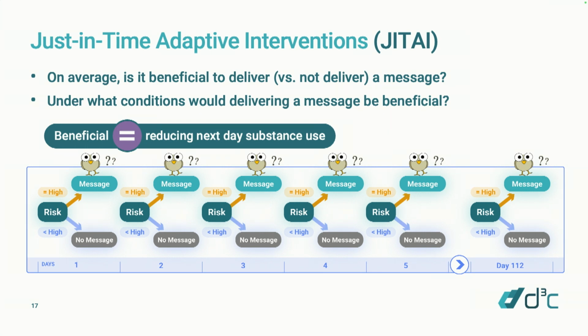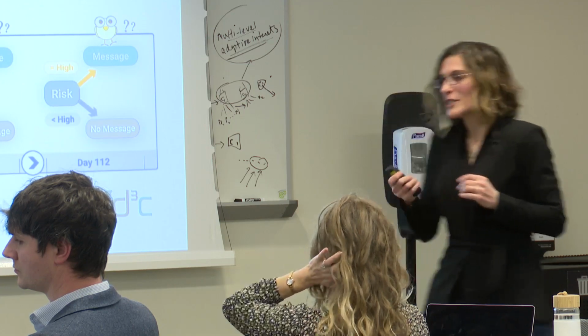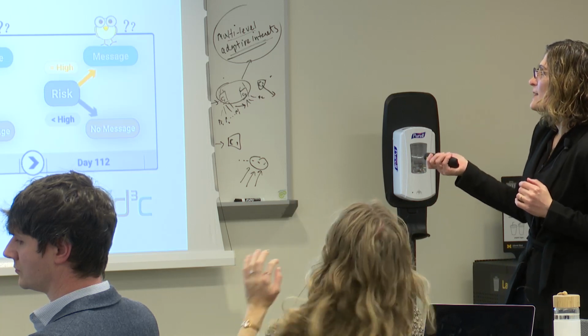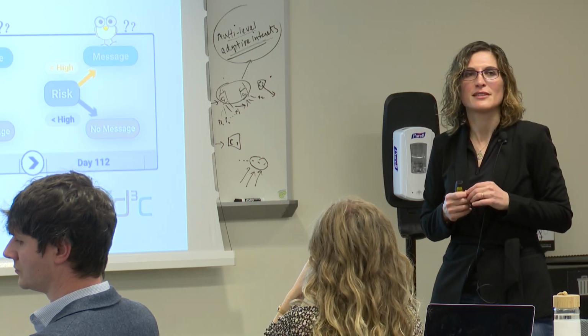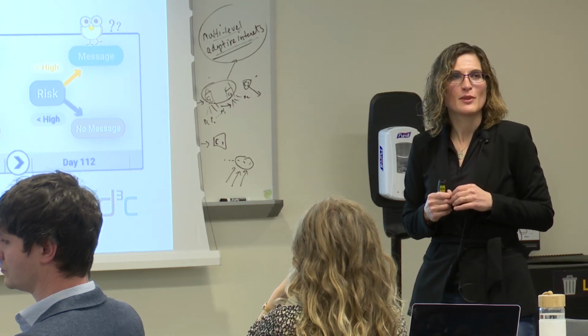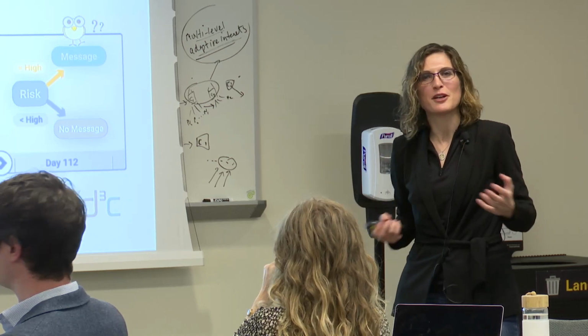The second question that I have is about the conditions in which this message would be most beneficial. You see, the assumption here is that I should trigger a message when risk is high. But maybe I should trigger a message when risk is moderate to high. I don't know. So I have two questions. Notice my proximal outcome, reducing next day substance use. Notice my proximal outcome, next day.